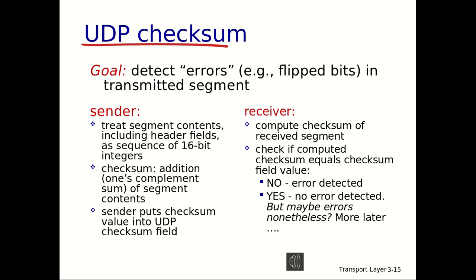What is the working principle? The sender treats segment contents, including the header fields, as a sequence of 16-bit integers. The checksum uses one's complement of the segment contents, and the sender puts the checksum value into the UDP checksum field. The receiver side computes the checksum of the received segment and checks if the computed checksum equals the checksum field value. If no errors are detected, we are going to process it. If errors are detected, let's say that we are going to discard it. Let's say that we are not interested in receiving any particular segment which has errors.